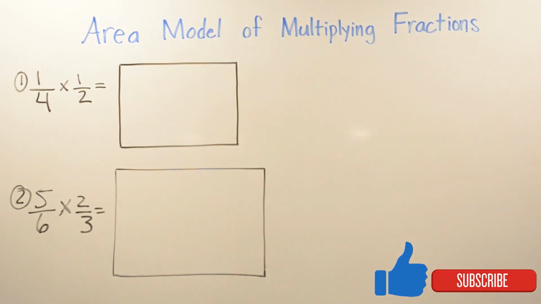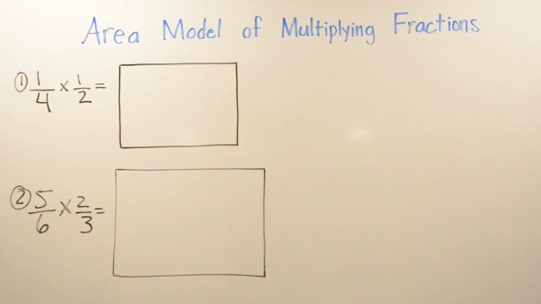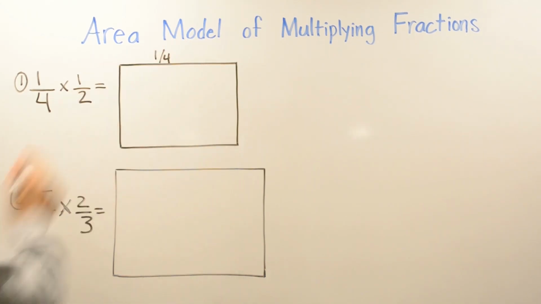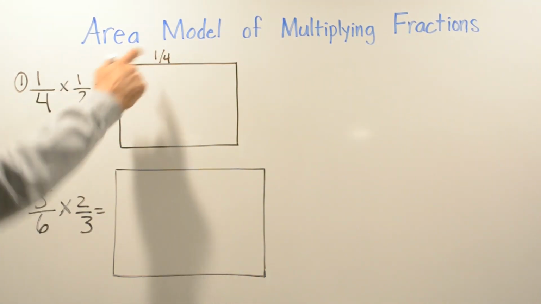In today's video, we're going to be talking about how to solve multiplying fractions using the area model of multiplying fractions. Okay, so in this first one, we have 1/4. So I'm going to use that and put it up here as 1/4. And I'm going to draw 4 lines.